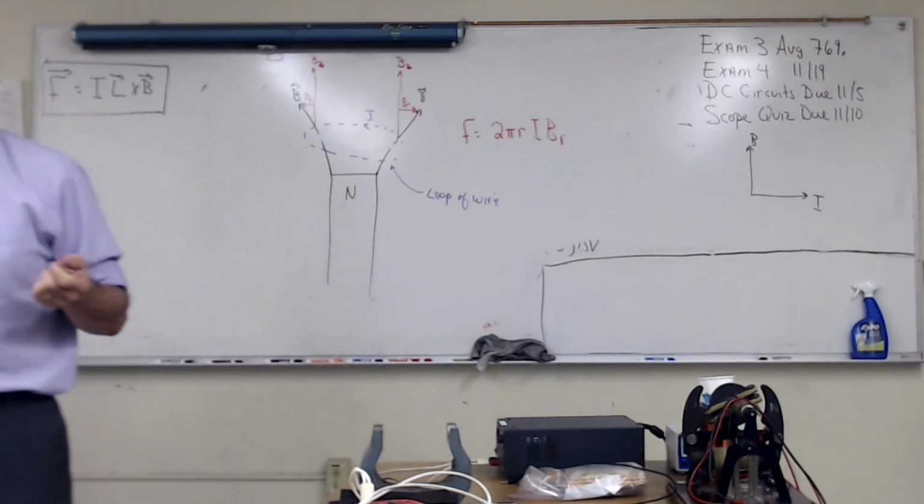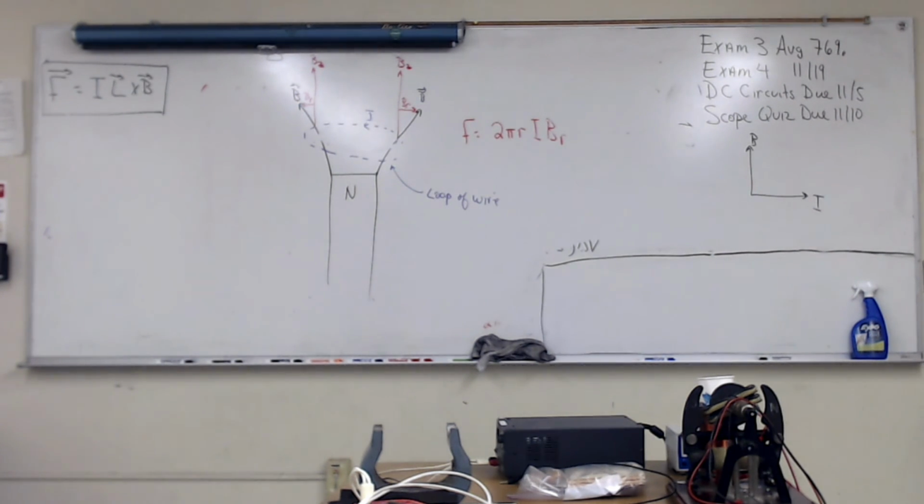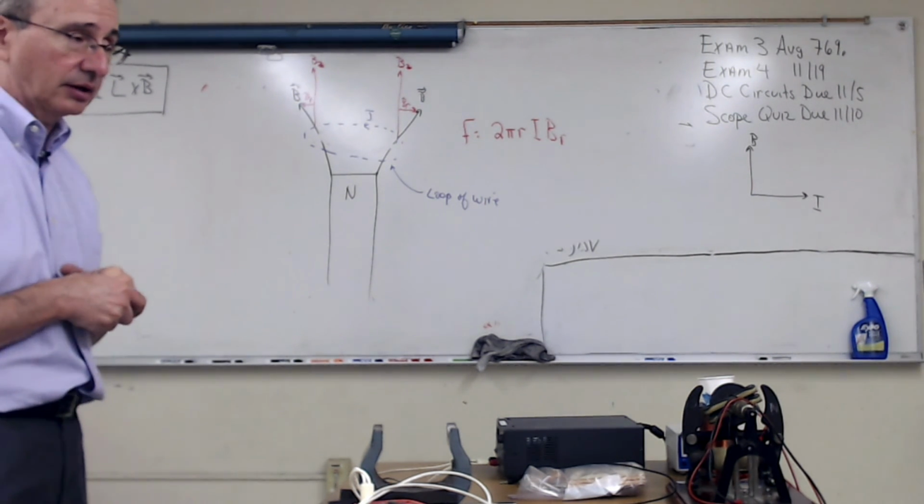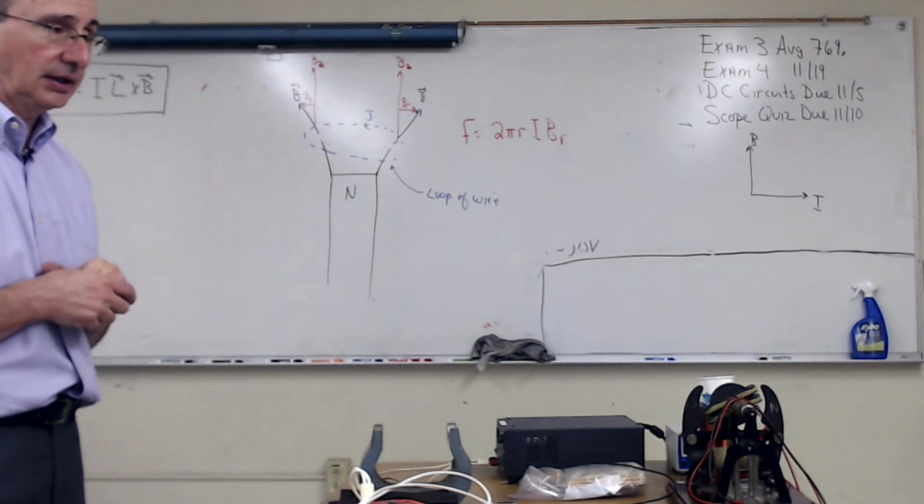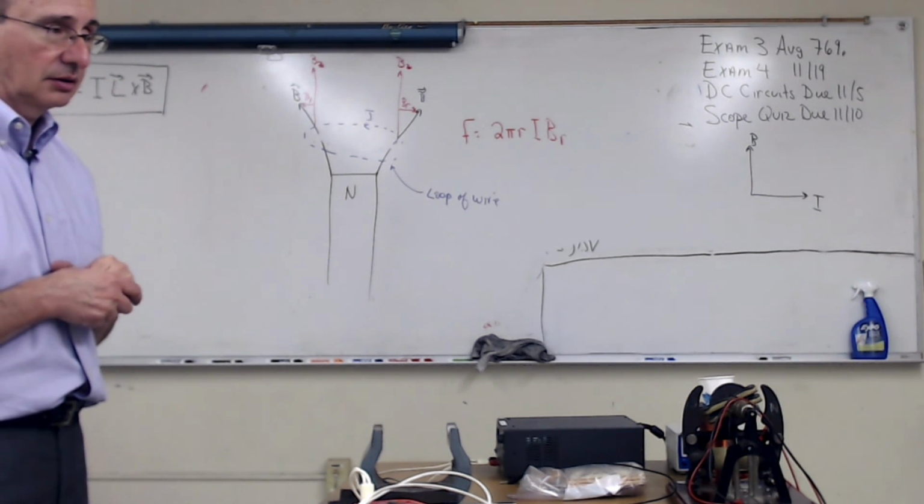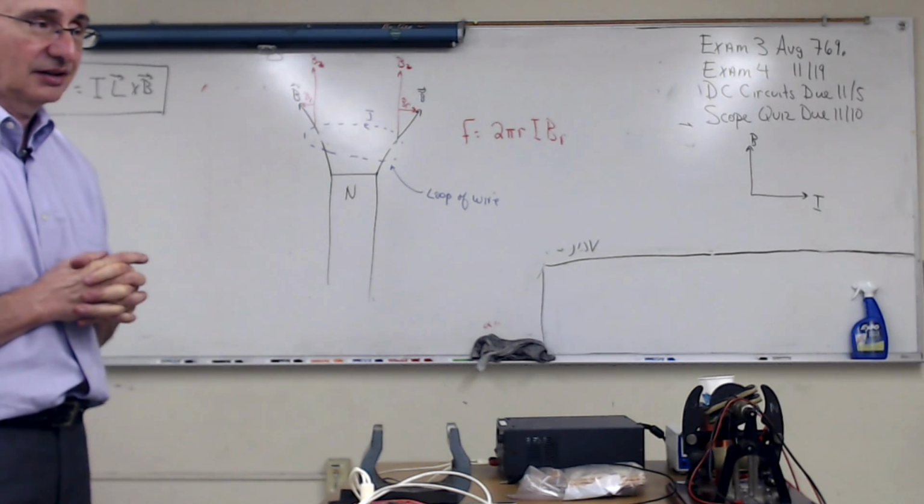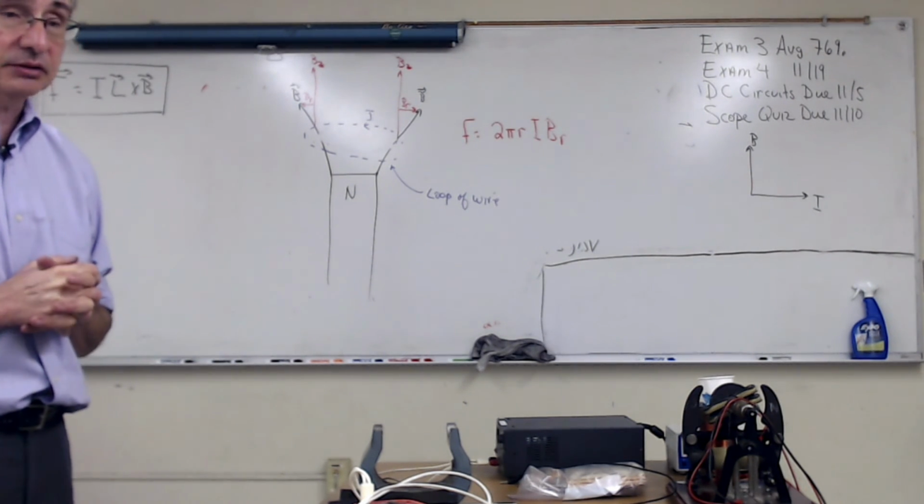The force on it will be non-zero. So after the break, I'm going to do two examples. One's numerical and one's not. The numerical example that I'm going to be doing is designed to help you do the next worksheet, the force on a wire in a non-uniform field.